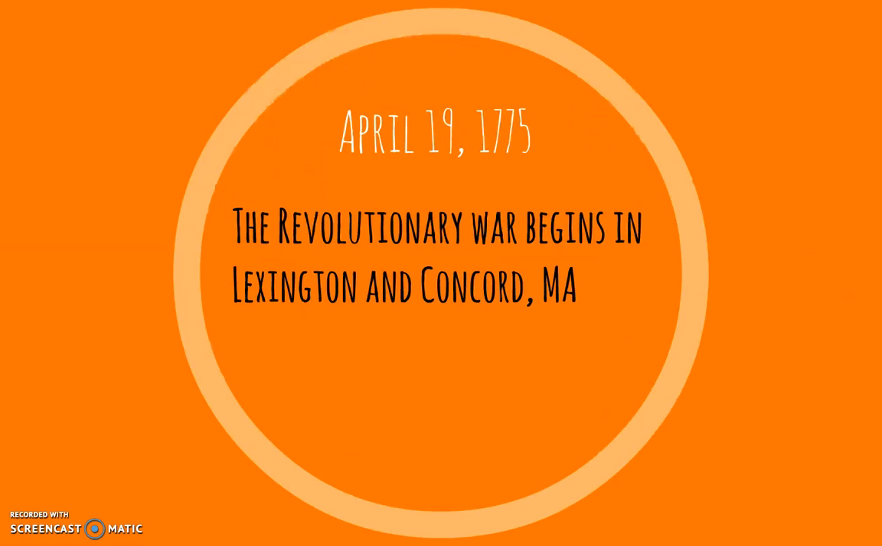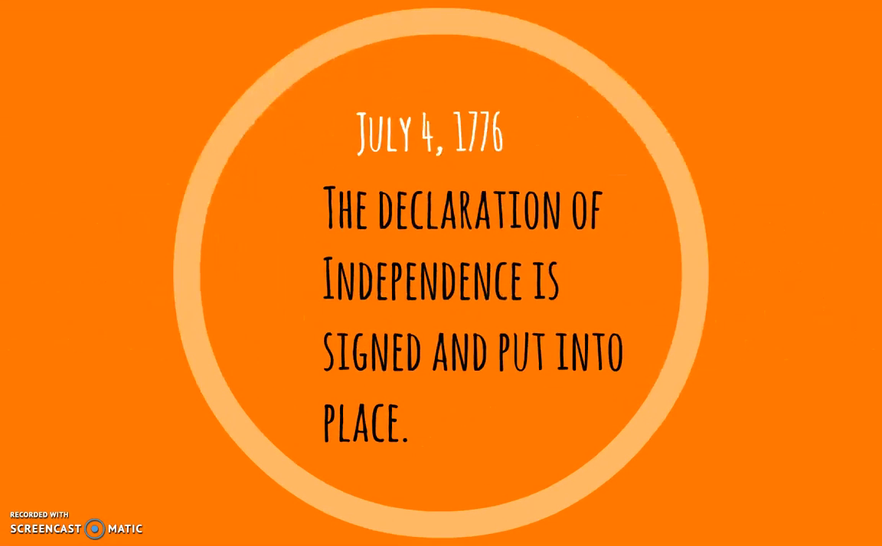On April 19, 1775, the Revolutionary War begins in Lexington and Concord, Massachusetts. On July 4, 1776, the Declaration of Independence was signed and put into place.